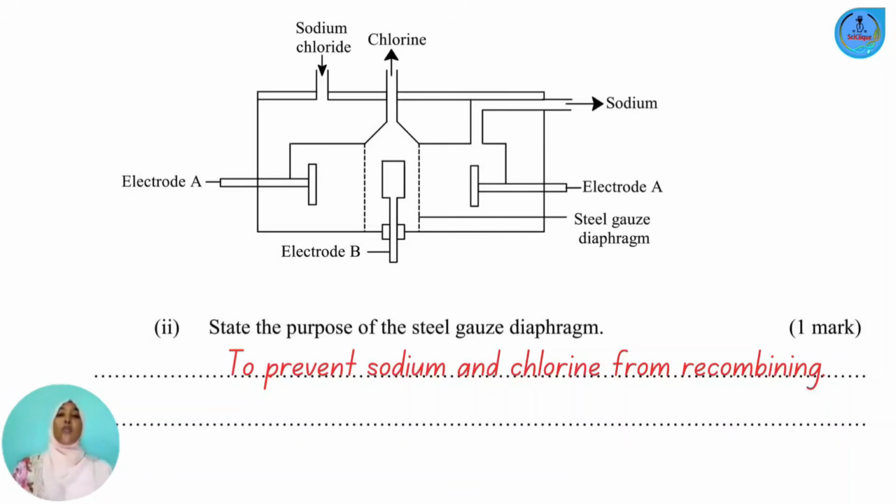So the function of the diaphragm. Essentially, the diaphragm is just a structure made of steel that separates the anode and the cathode. It prevents sodium and chlorine from recombining. We talk about recombining because they were combined initially in sodium chloride and then separated. So if they were to combine once again, it will just be recombining.